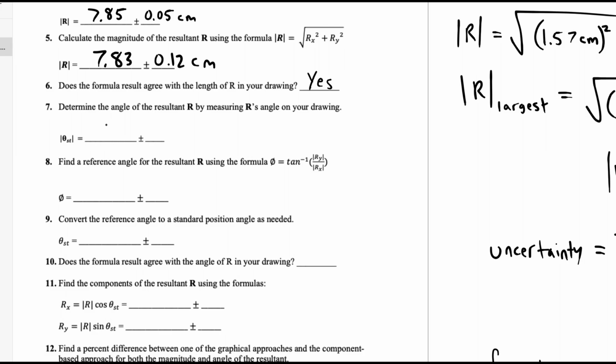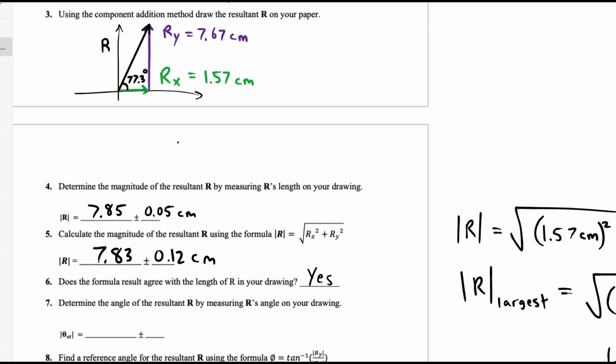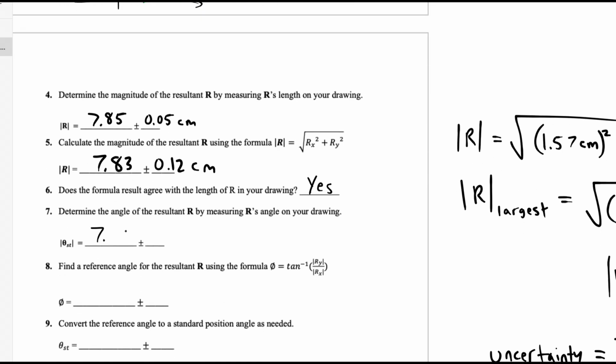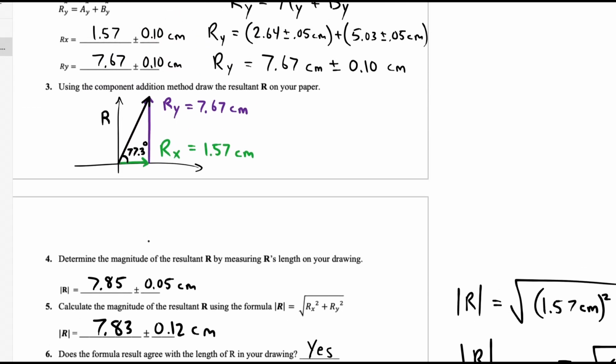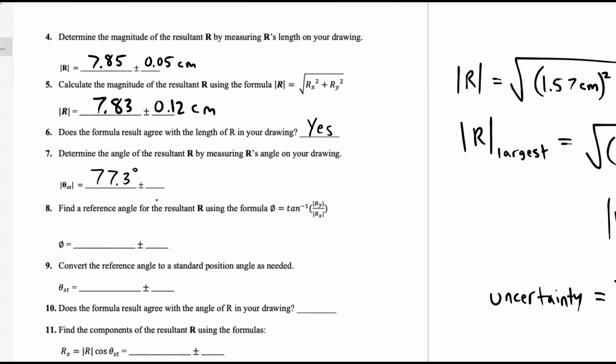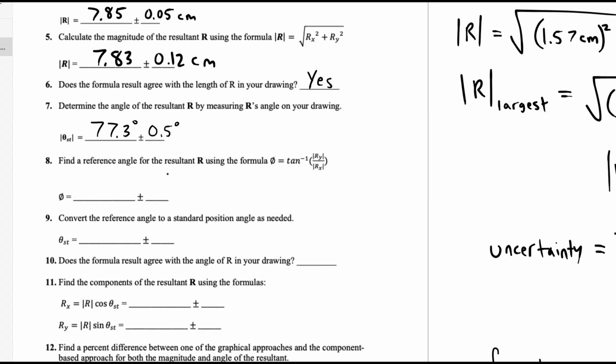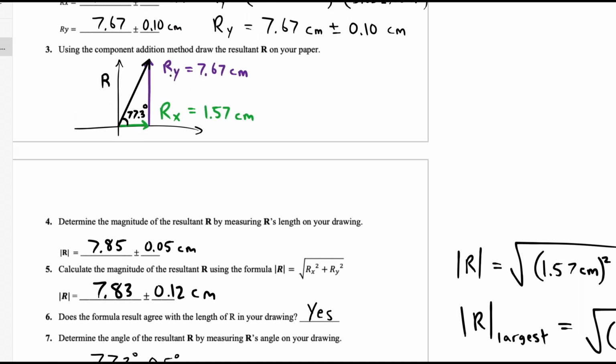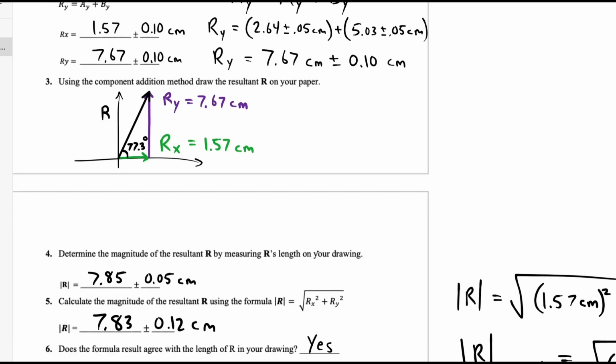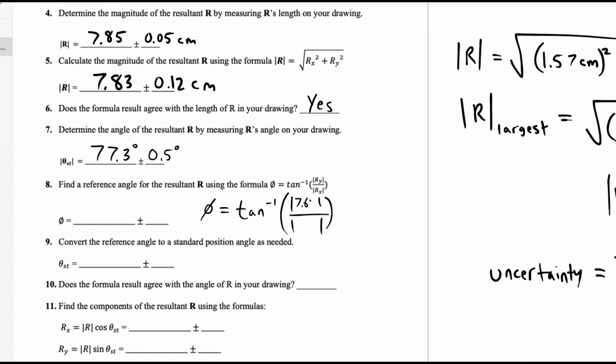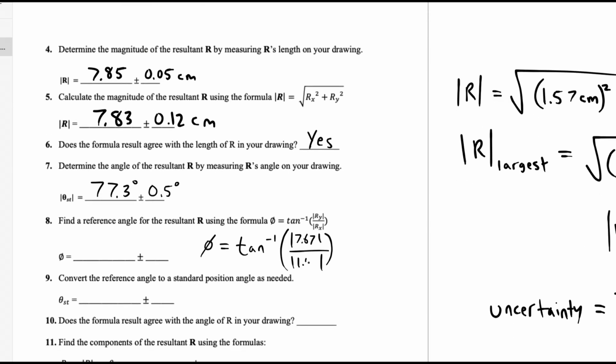Now we have to find the angle of the resultant by measuring. I already did that. It's 77.3 plus or minus, I'll say, 0.5 degrees. And now we're supposed to find the reference angle using a formula where we take the tan inverse of the y component over the x component that we had calculated. So 7.67 is what goes on top here, and 1.57 goes down below. Let's see what angle that gives us. 78.4 degrees.